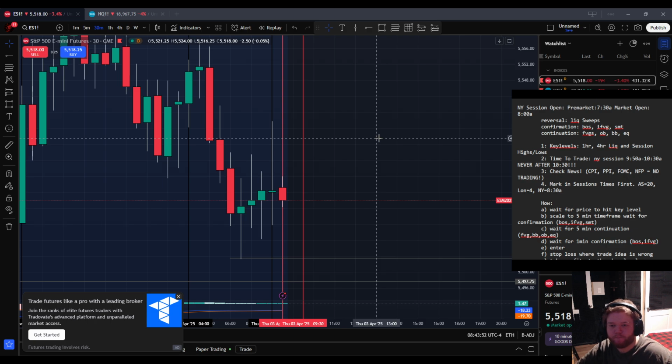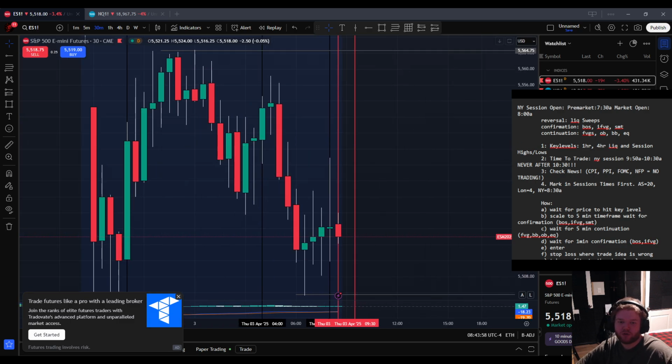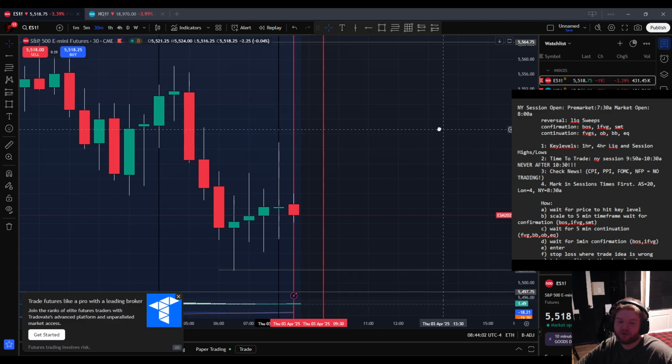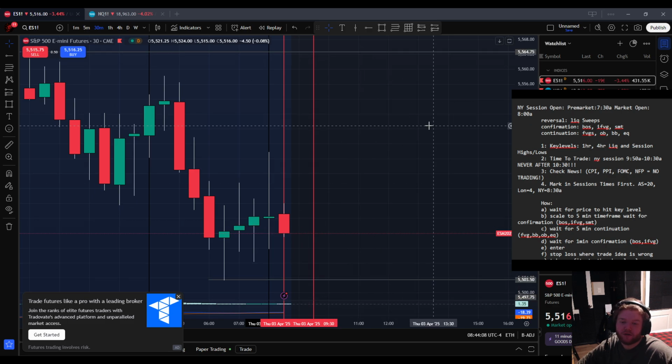With that being the case, we won't know until news drops specifically, and we are waiting patiently for one of our key levels to be hit. That's this line up here, this line down here. From that, we'll be right back.